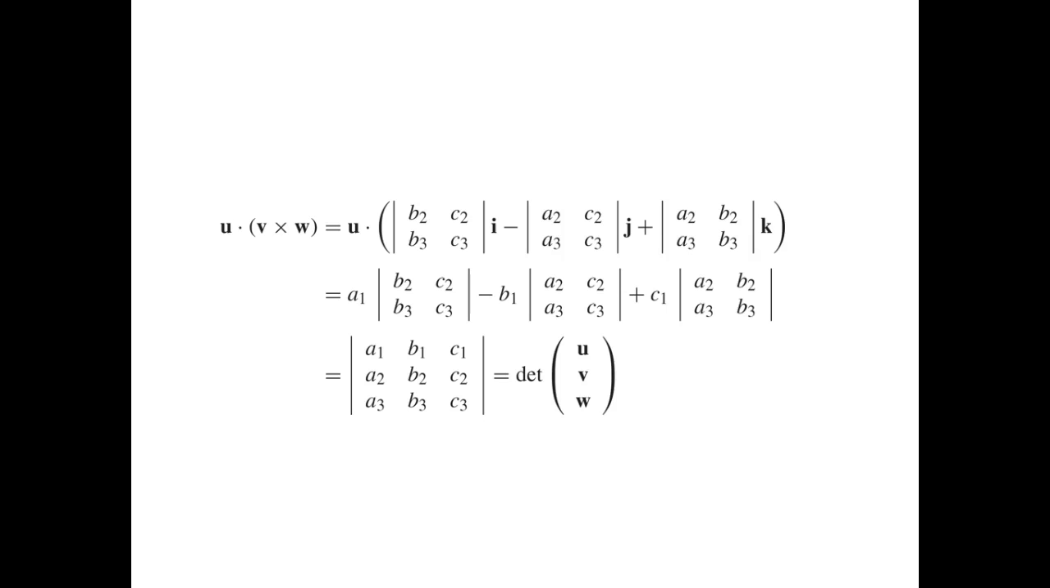Then when you dotted this, you merely are multiplying this first component by the first component here, minus the second component by the second component here, plus the third component by the third component. And what does that give you? If you work that out, that's just the determinant of U, V, W. Interesting. So you can actually skip some of those intermediate steps and go straight to this.